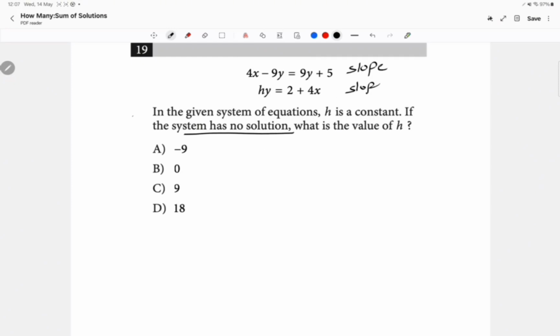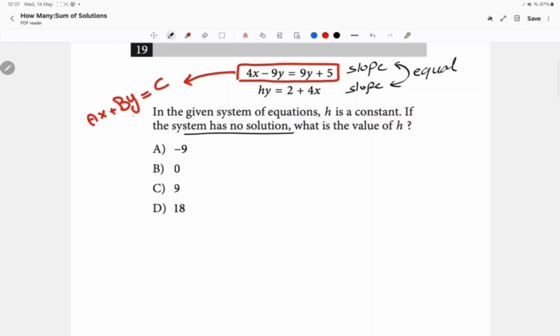So when the question says that the system has no solution, that means that the slope of the first equation and the slope of the second equation have to be equal to each other. Now the first equation is 4x minus 9y is equal to 9y plus 5. It's actually written in this form of ax plus by is equal to c. So a is the number on the x, which is 4.